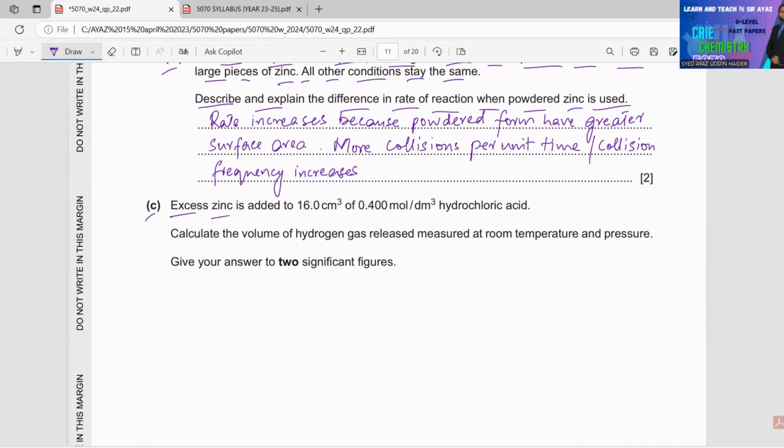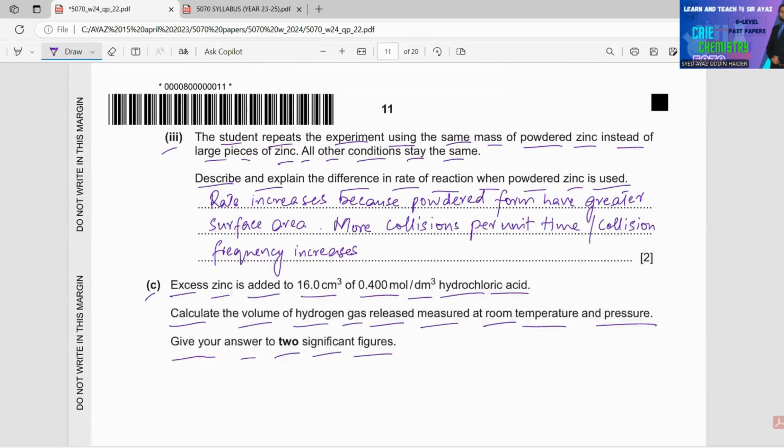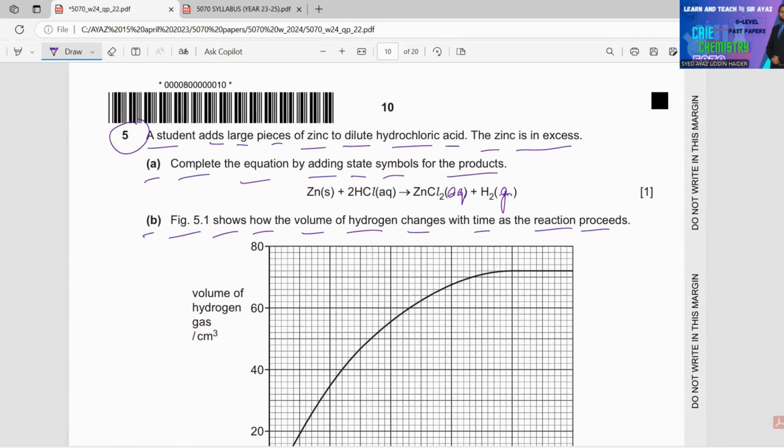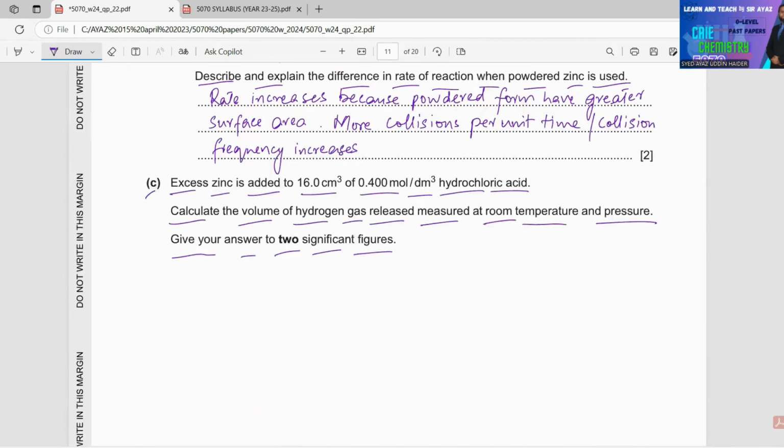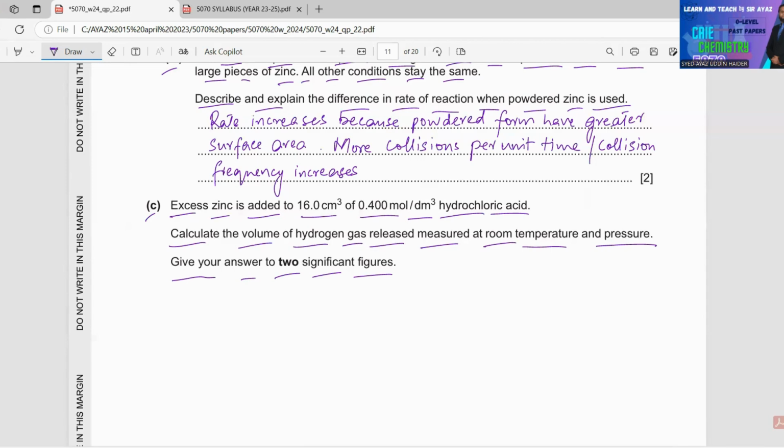C. Excess zinc is added to 16 cm³ of 0.4 mol/dm³ hydrochloric acid. Calculate the volume of hydrogen gas released measured at room temperature and pressure. Give your answer to two significant figures. Now, according to this reaction equation, we have 2 moles of hydrochloric acid and 1 mole of hydrogen gas produced. So, for your convenience, I am writing the reaction here. Reactant, that is 2HCl, giving 1 mole of H2 gas.